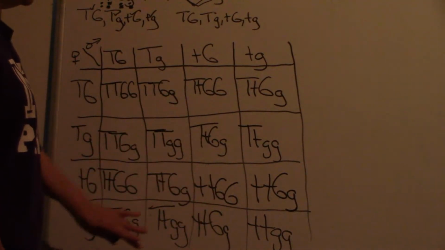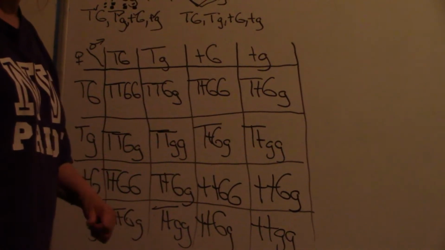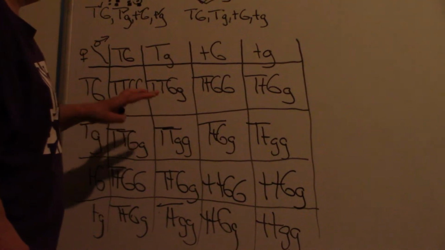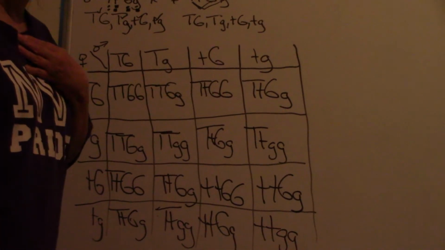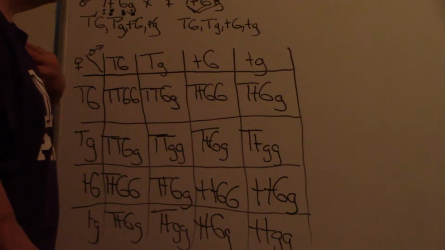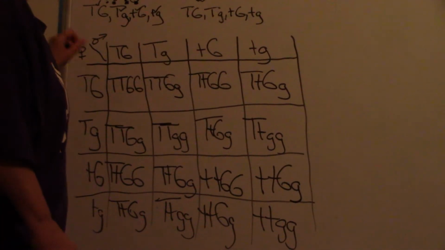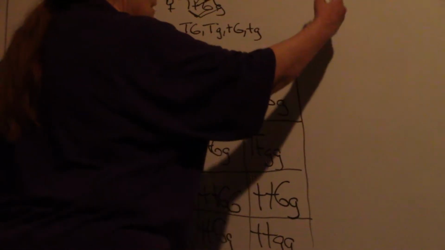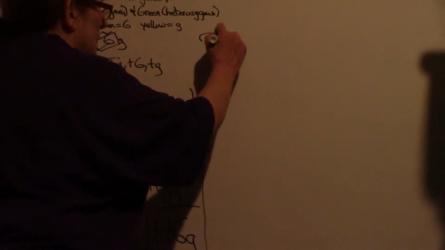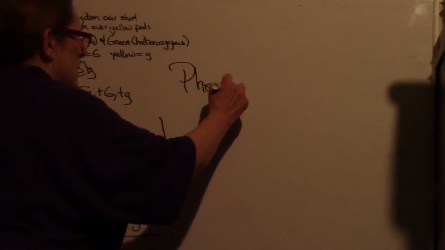When you look at this, you see multiple genotypes. And I personally am not interested in the genotypes. What I'm interested in are the phenotypes, and I do this in kind of a column or linear. So phenotypic ratio.